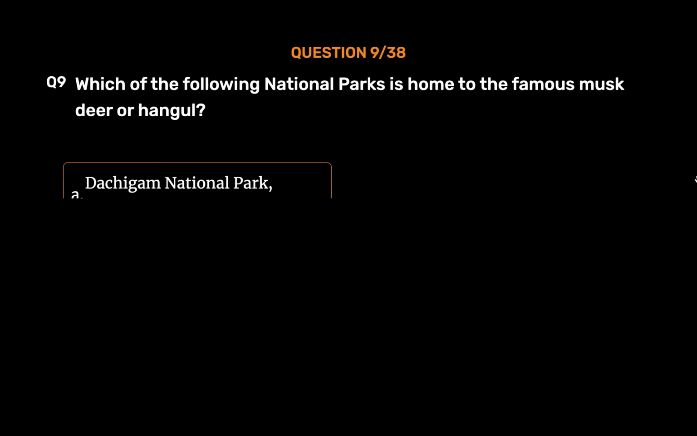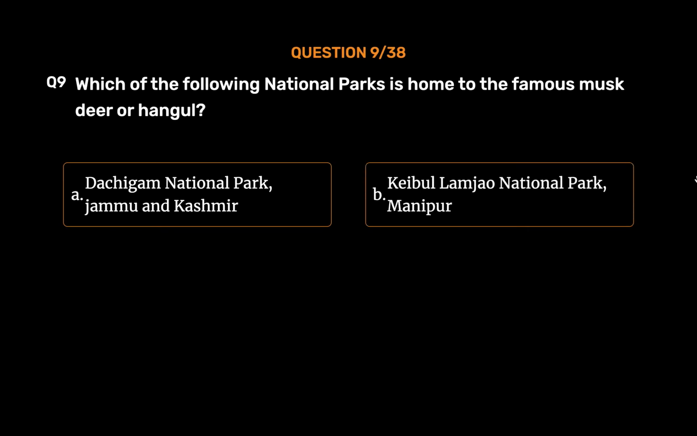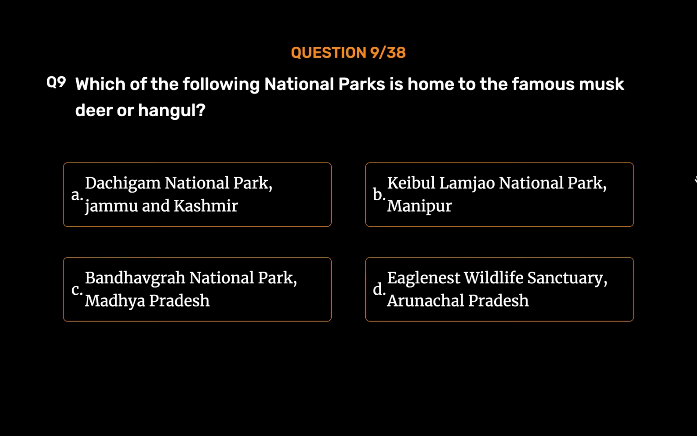Question number 9. Which of the following national parks is home to the famous musk deer or hangul? Option A. The Chigam National Park, Jammu and Kashmir. Option B. Keibul-Lamjao National Park, Manipur. Option C. Bandhavgarh National Park, Madhya Pradesh. Option D. Eagle Nest Wildlife Sanctuary, Arunachal Pradesh. The correct answer is Option A. The Chigam National Park, Jammu and Kashmir.